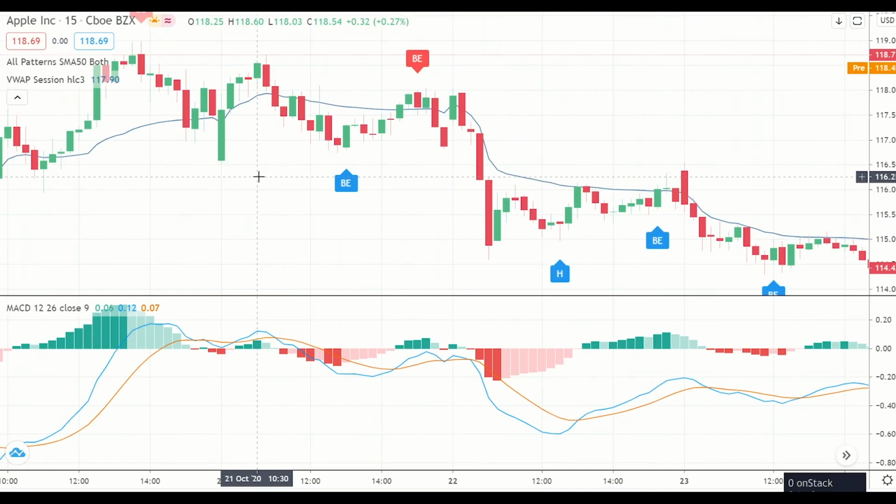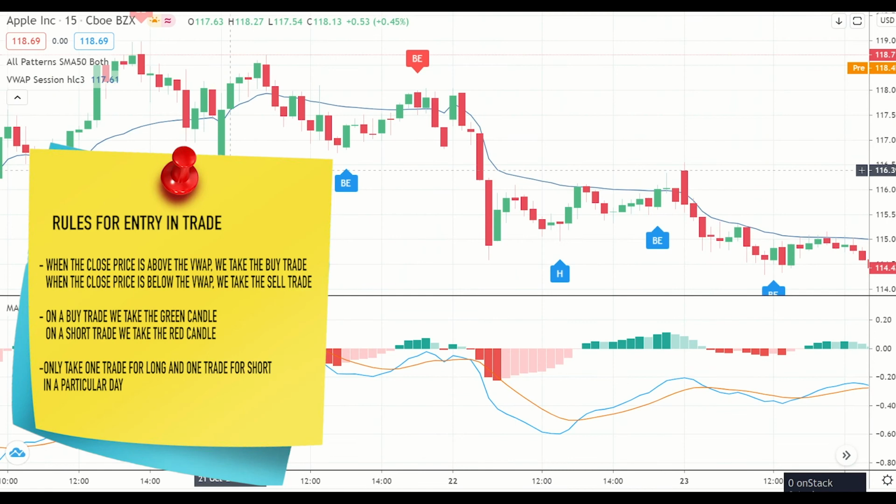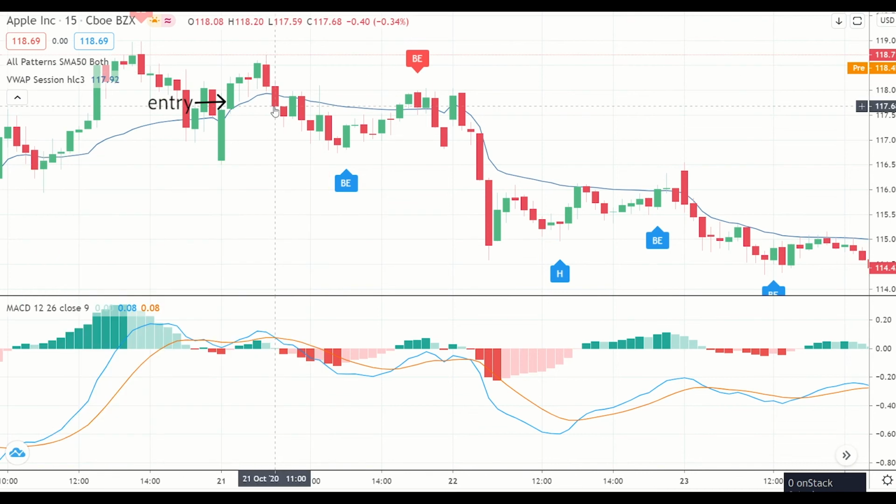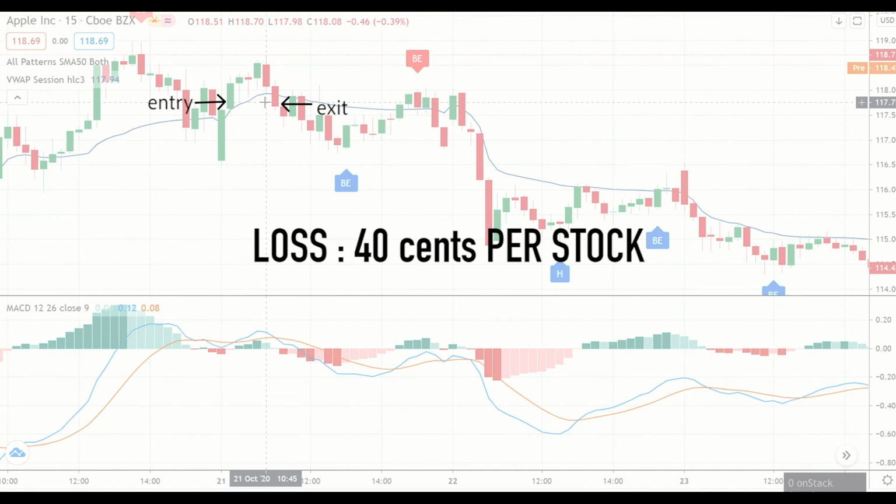So let's take another example from the 21st of October. So we took a long trade over there, and while in trade the MACD gets reversed and we take the loss at 117.60. So we took the entry on the trade at 118 and we close at 117.60.